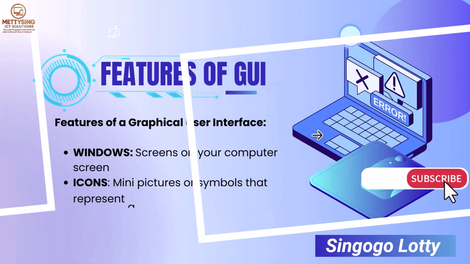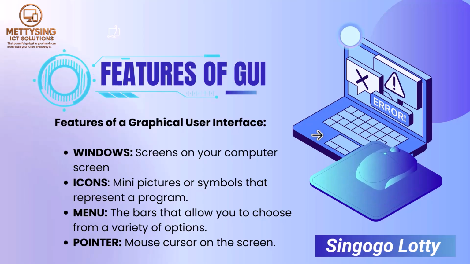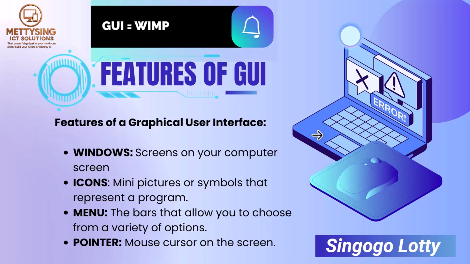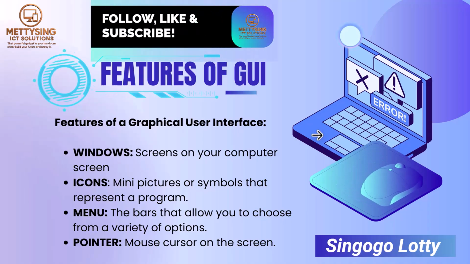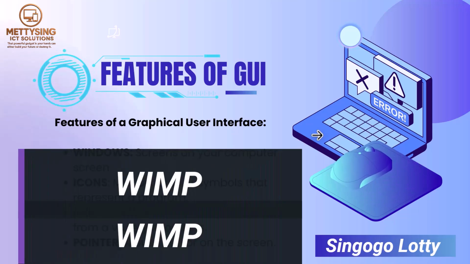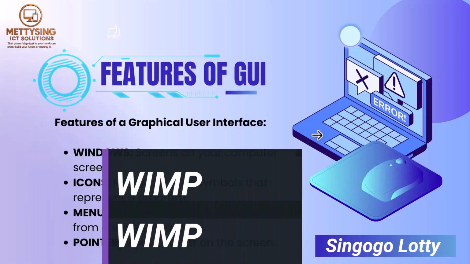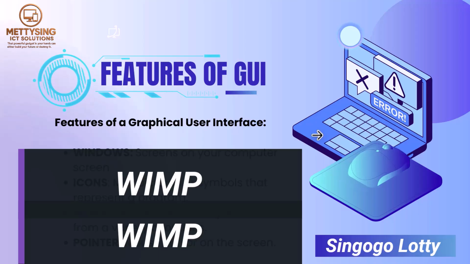Now today I just want to fully focus on the graphical user interface, and something that you really need to appreciate about it is that it has got features. The simplest way to master these features is you can abbreviate them in one word called WIMP. So you're going to have W for Windows, I for icon, M for menu, and P for pointer.